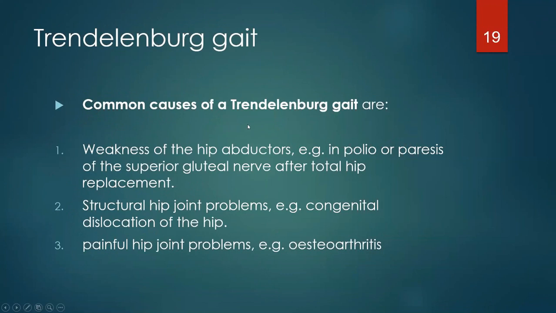So the common causes of Trendelenburg gait are weakness of the hip abductors, as in polio, paresis, or superior gluteal nerve injury after total hip replacement, hip joint problems like congenital dislocation of the hip, and painful hip joint problems like in osteoarthritis.